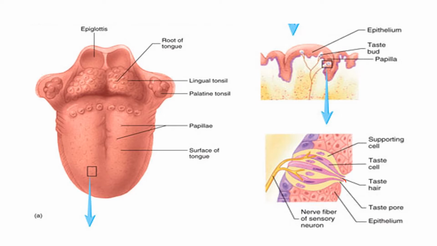And then, entering the taste pore from the taste hair, you will see the taste cell. Okay, each has the nucleus. And then from the taste cell, it connects with the nerve fiber of the sensory neuron. Apart from the taste cell, you will also see supporting cells around it. And of course, you see there your epithelium where your taste hair and supporting cells are embedded, going to the nerve fiber of the sensory neuron.